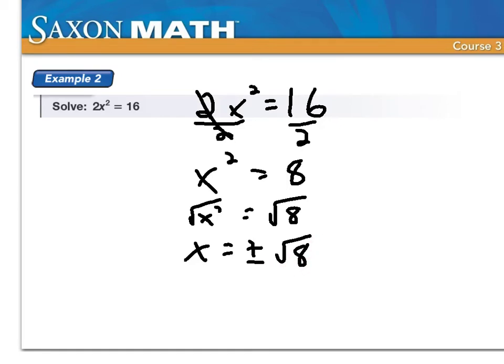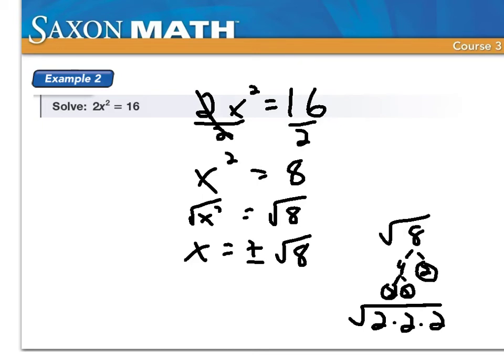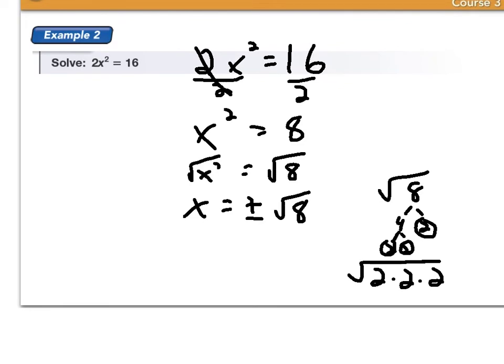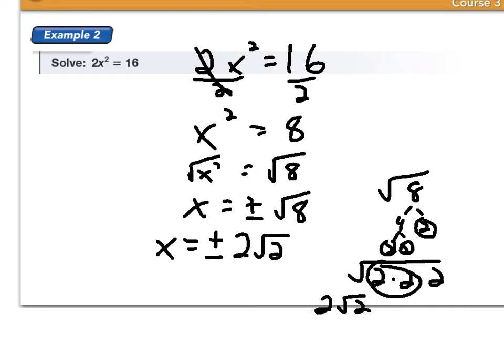Okay, so I can break 8 down. If I take the square root of 8, I can break that down into 4 times 2, and 2 times 2. So the square root of 8 is the square root of 2 times 2 times 2. Again, if I continue to break this down, I circle these. So I have 2 times the square root of 2. That's what the square root of 8 equals. So my real simplified answer is positive and negative 2 times the square root of 2.